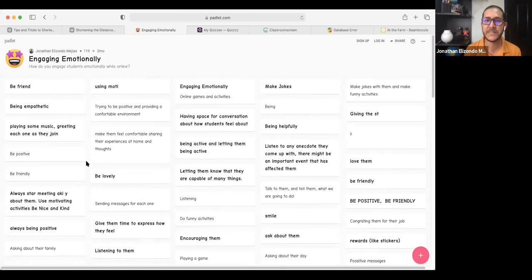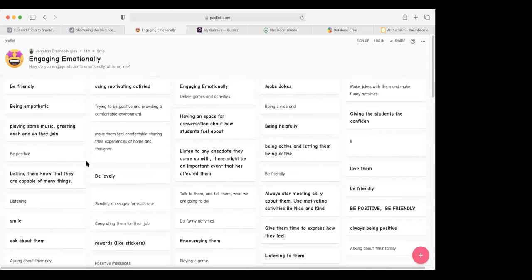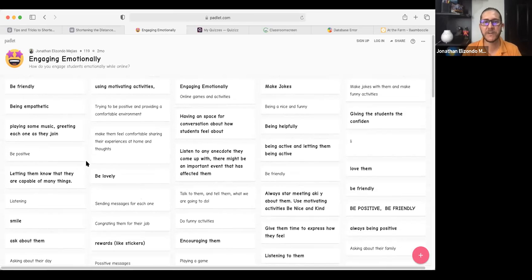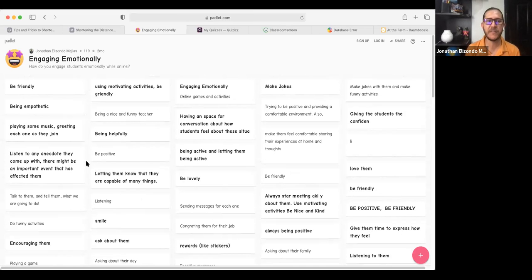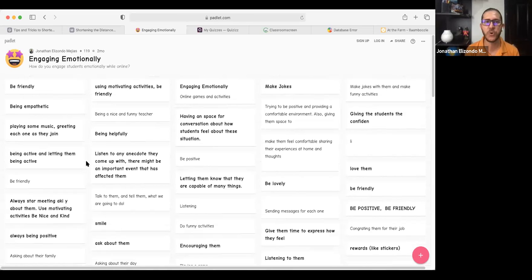Engaging emotionally: online games and activities, making jokes with them and funny activities, giving students confidence, having a space for conversation about how students feel, making them feel comfortable sharing their experiences, playing music, greeting each one of them as they join. That is a great idea.